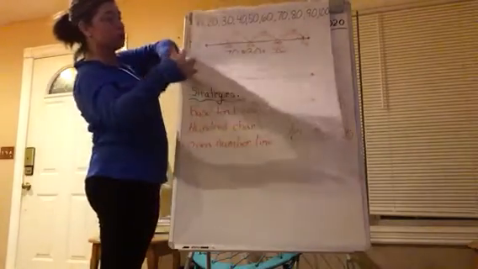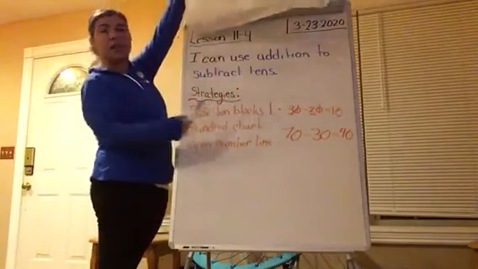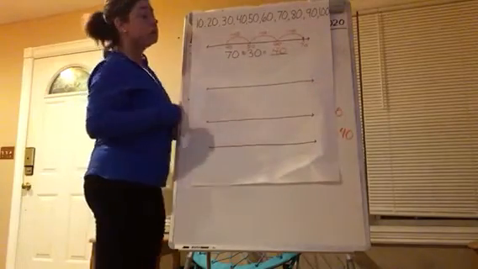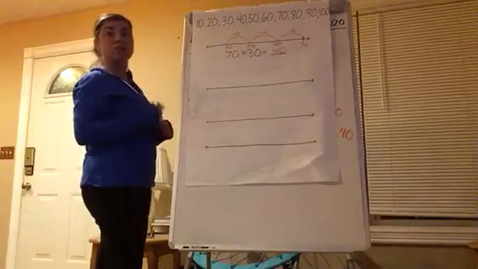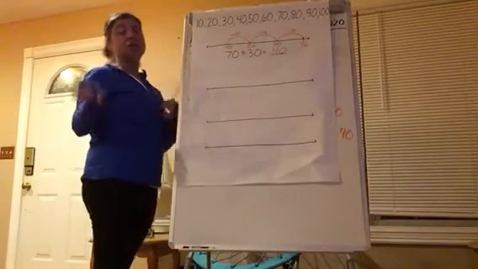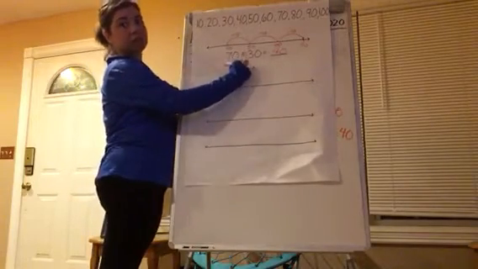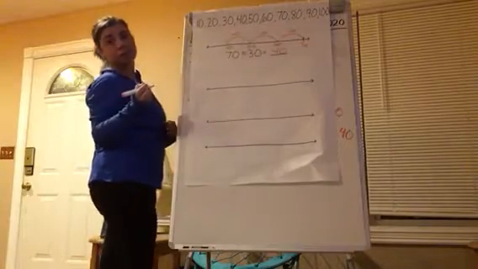Now, with that being said, we are going to talk about a new strategy. Just like I said, our target is I can use addition to subtract tens. So we've already been talking about addition in the previous topic. So we're going to talk about how addition can help us solve subtraction, because addition is the opposite of subtraction. So if we look at 70 take away 30 equals 40, we're going to use this equation as our example.